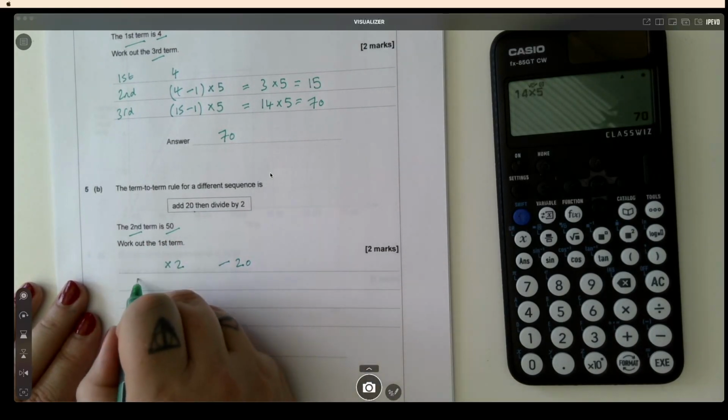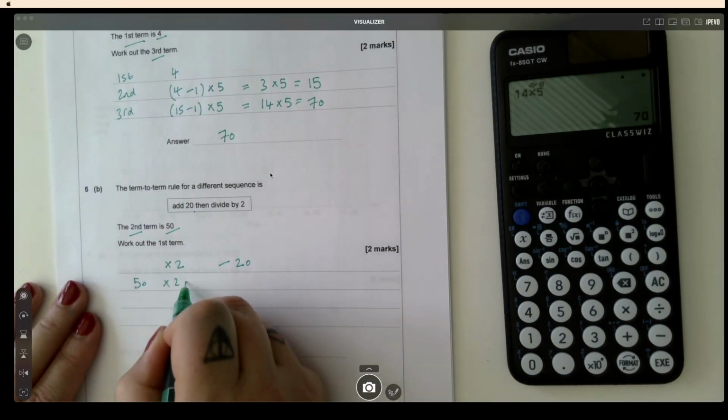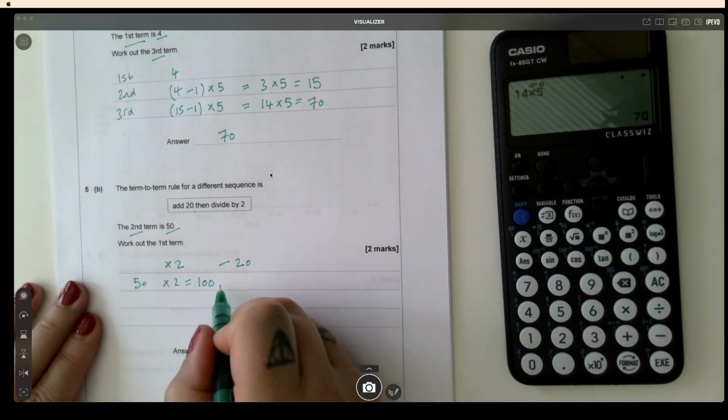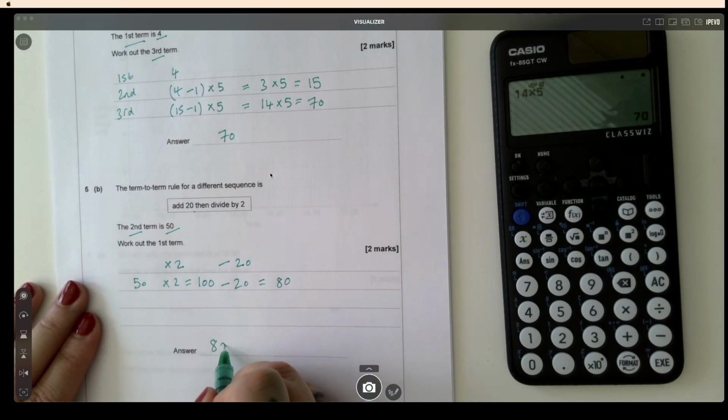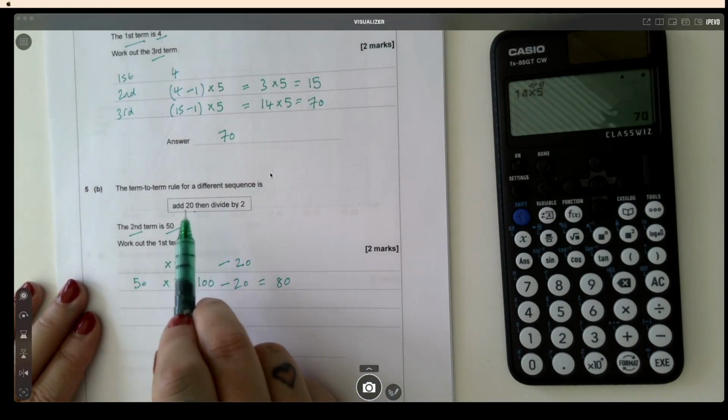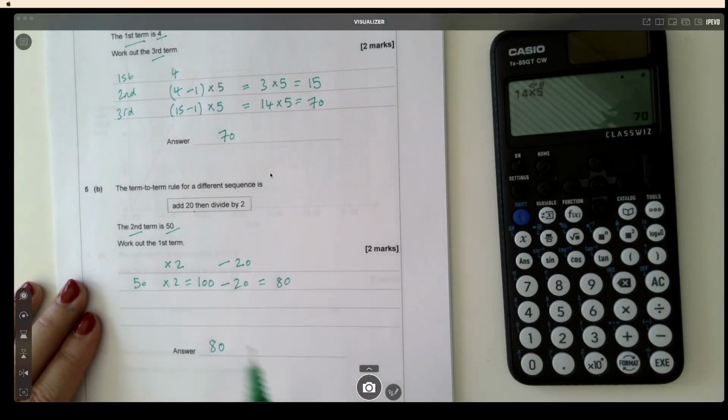So we're starting with 50. So 50 multiplied by 2 is 100. Subtract 20 is 80. So the first term would have been 80, and you can check that. 80 add 20 is 100, divided by 2 would give us 50.